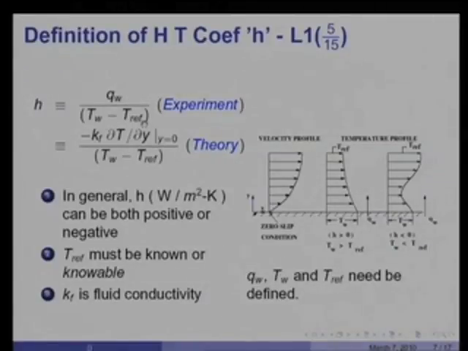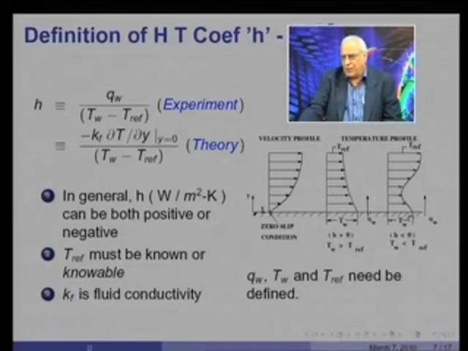is greater than Tref, and therefore H would be positive. That's shown here. But in this case, TW is less than Tref, QW is positive, and therefore H would be less than 0. I emphasize this because in most of your undergraduate courses, you have not encountered situations in which H can be negative. But as one moves towards research, one must be prepared and alert to the fact that H could also be negative.